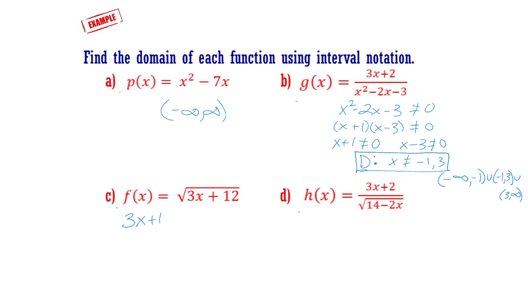So I take the 3x plus 12 and I say, all right, got to keep that greater than or equal to 0. All right, subtract the 12, divide by the 3. Boy, I'm struggling today. Sorry. Negative 12, divide by 3, and you get this right here. X has to be bigger than negative 4.